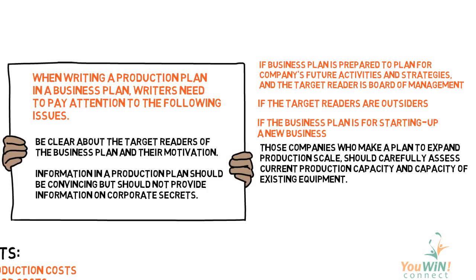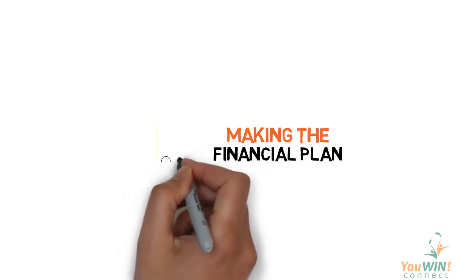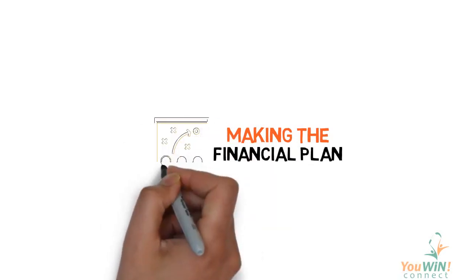Up to now, we've looked at the marketing plan. We've also looked at the production plan. And we've seen the interrelationship between the two components as we've discussed, being that the marketing plan gives the objective and the production plan produces for the marketing objectives. Now, the next part that we're going to look at is making the financial plan.